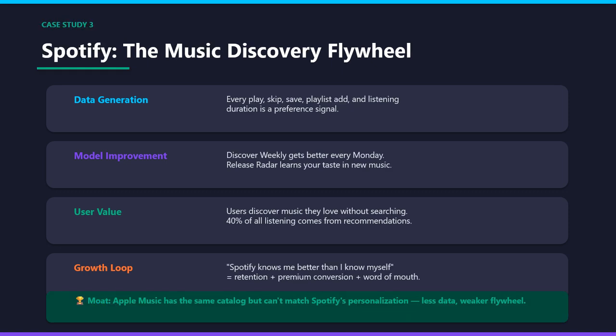Now, let me quickly hit three more examples to show how the flywheel applies across different industries. Spotify: every play, skip, save, and playlist addition is a preference signal. Discover Weekly gets better every Monday because it learned from your behavior all week. 40% of all Spotify listening now comes from algorithmic recommendations. Apple Music has the exact same song catalog, but they can't match Spotify's personalization because they have fewer users generating fewer signals. Same content, weaker flywheel.